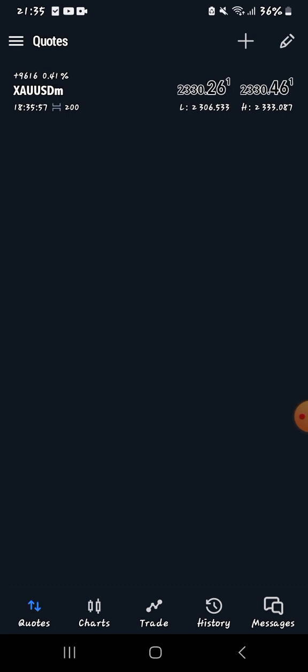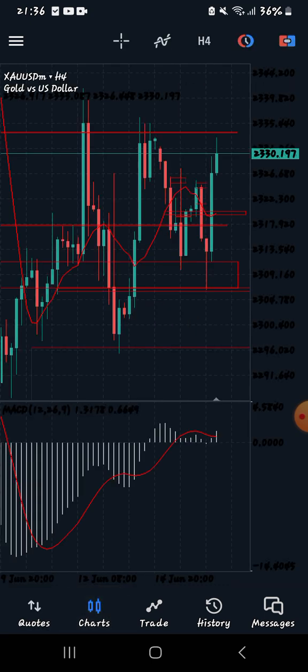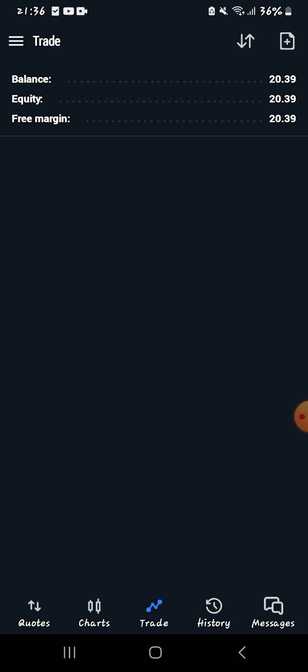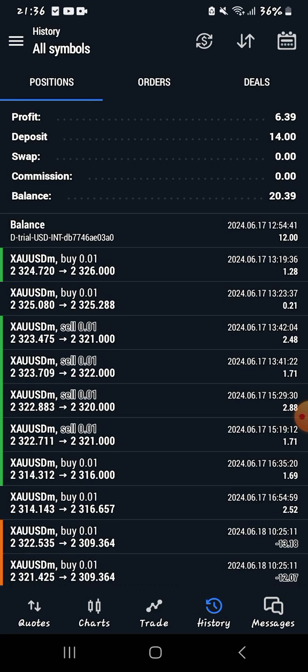So let's start with quote. The quote means the currencies. This is the display, the first display. If you go to the chart, this is the chart. If you go to the trade, this is the trade. If you go to the history, that is the history. So let's start with the quote.